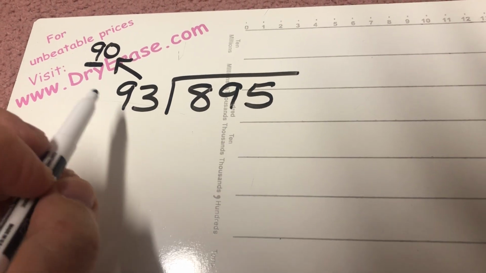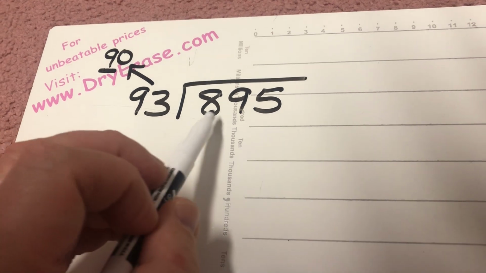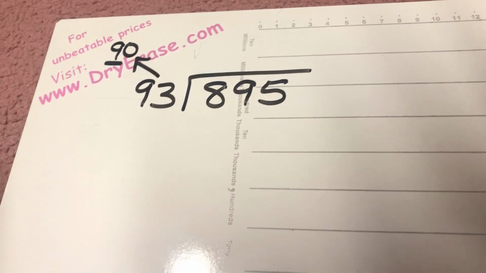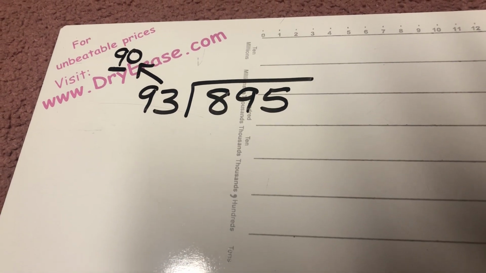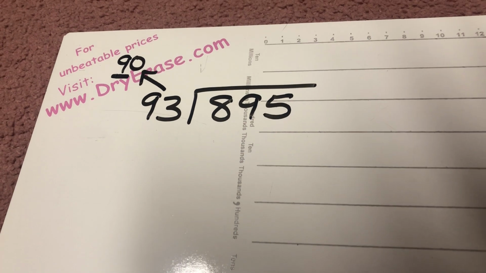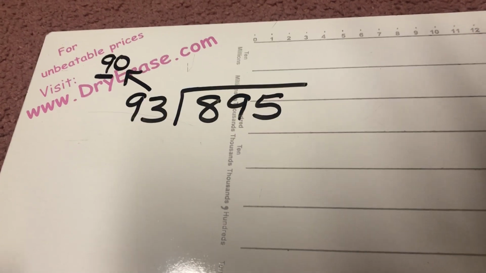It's because I know that 93 cannot go into 8. I know that 93 cannot go into 89. But I do know that 93 can go into 895. The problem is I'm just not sure how many times it can do that. And I don't want to just be randomly guessing a bunch of numbers.